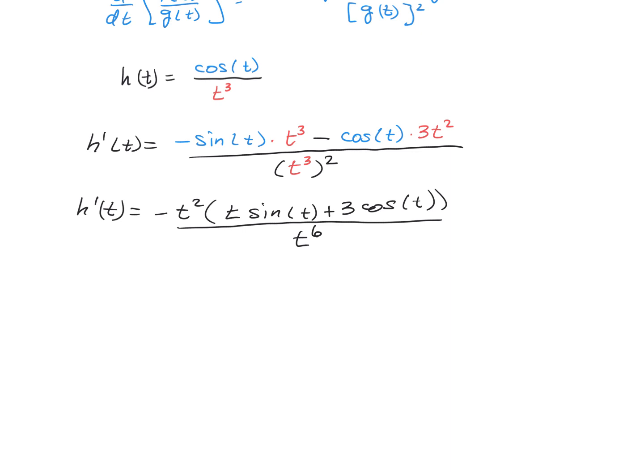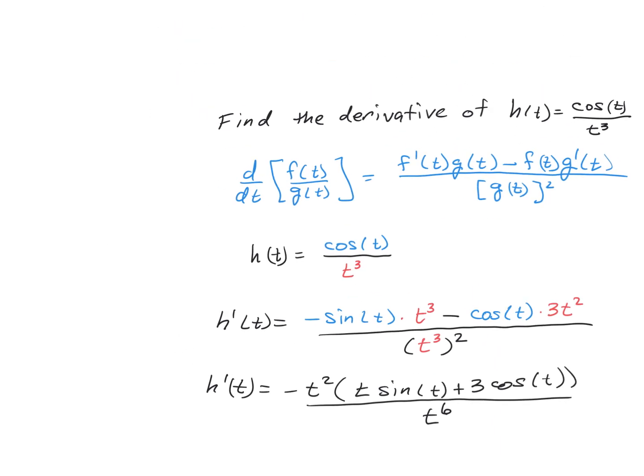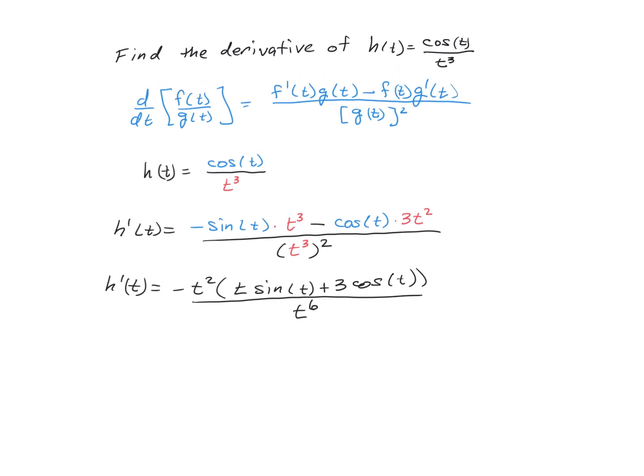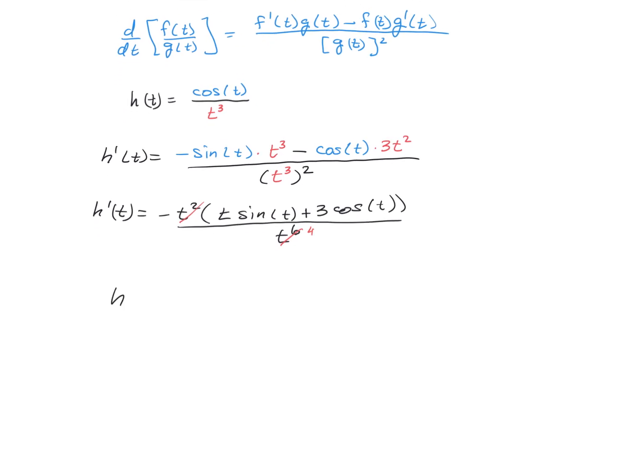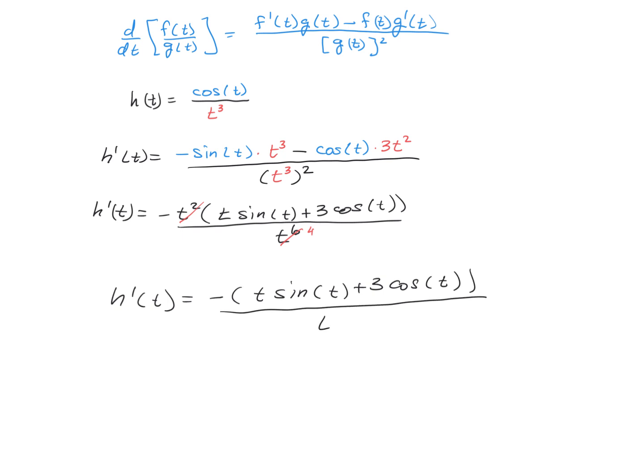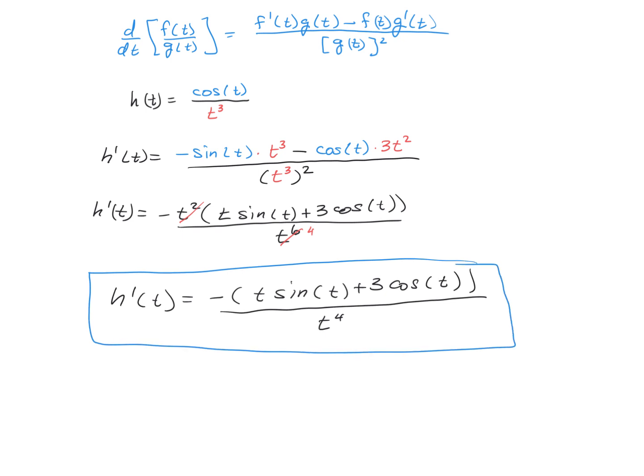We can simplify this down by dividing out a factor of t squared, giving us a t to the 4th. So our derivative simplifies down to h prime of t is going to be negative the quantity t sine of t plus 3 times the cosine of t, all divided by t to the 4th power. And that is the derivative of our function h using our quotient rule.